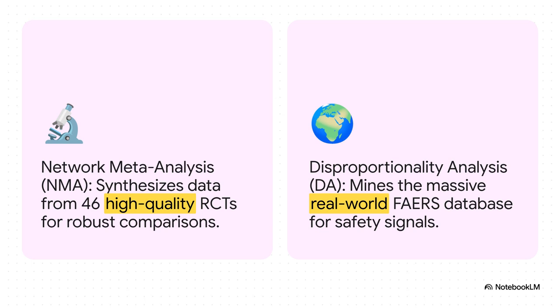On one side, you have the network meta-analysis, the NMA. This pulls together data from 46 high-quality, randomized controlled trials. Think of this as your super clean, controlled lab coat data. Then on the other side, you have the disproportionality analysis, or DA. This thing mines the massive real-world FAERS database. Now this is your messy, boots-on-the-ground data, but its sheer scale is absolutely perfect for sniffing out those rare but critical safety signals. It really is the best of both worlds.